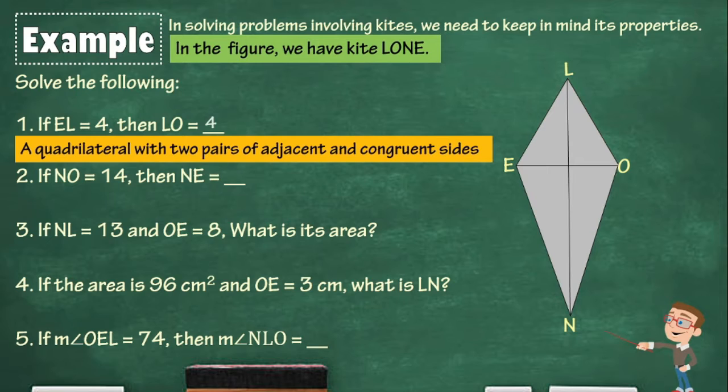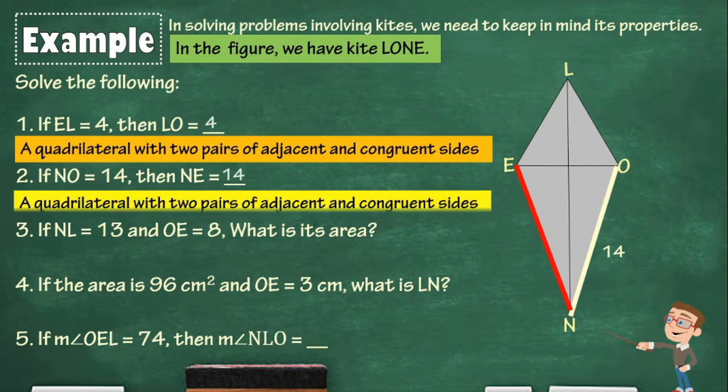Next, let us have number 2. If NO is equal to 14 units, then NE is equal to blank. Again, the given is NO, which is 14, and we are asked to solve for the length of NE. I guess it's just the same with number 1. So the answer will just be 14 also.